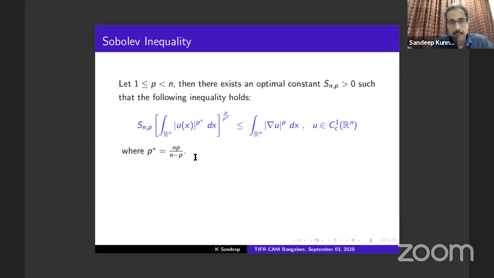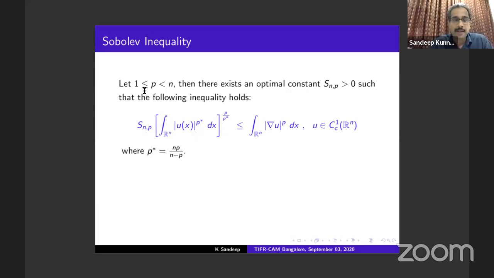As I mentioned before, you can show that p* is the only exponent for which this inequality is possible, which can be easily seen by using a dilation argument. If this inequality holds for a function u, then I can define another function u_λ(x) = u(λx) for a positive number λ, plug it in, and take λ going to 0 or infinity, and you will see that it is not possible. So it's possible only when q is equal to p*.